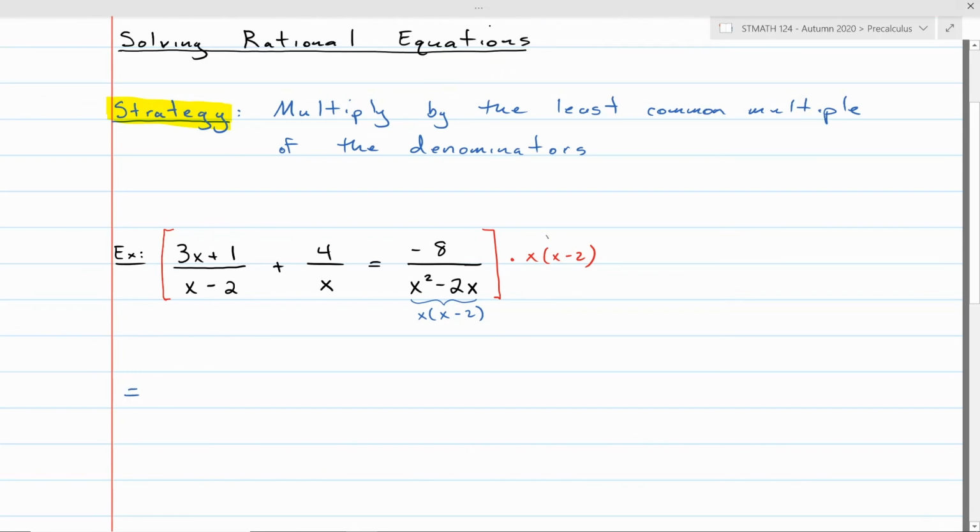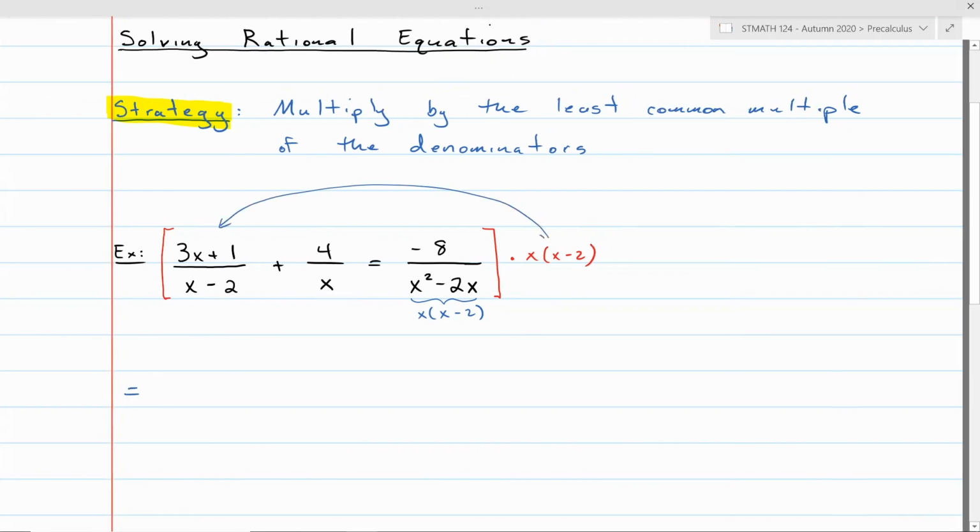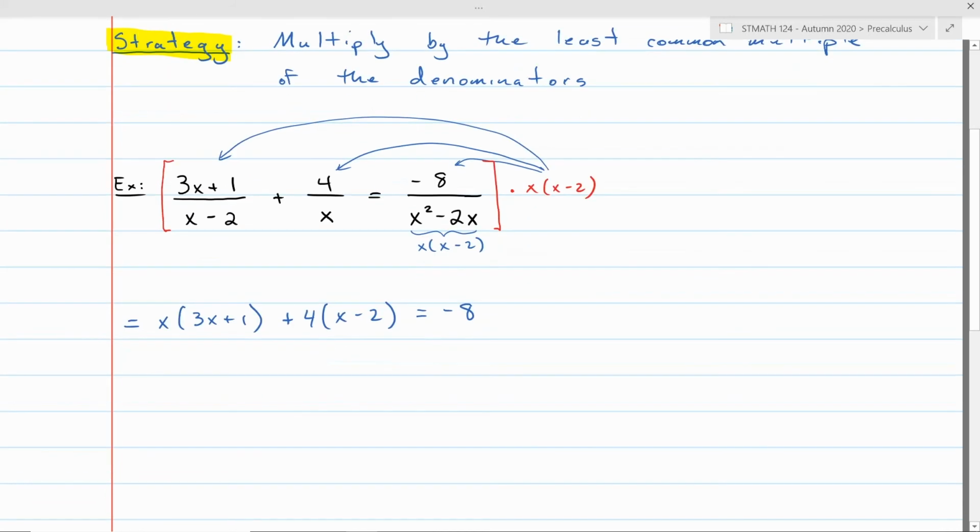You distribute, multiplying through the whole equation by it, right? So when you multiply the 3x plus 1 over x minus 2 times x times x minus 2, the x minus 2's cancel, and you end up with x times 3x plus 1. Plus, when you multiply 4 over x times x times x minus 2, the x's cancel, and you get 4 times x minus 2 left. And on the right-hand side, the whole thing cancels, so you're just left with negative 8 after multiplying through. And now all the fractions are gone.